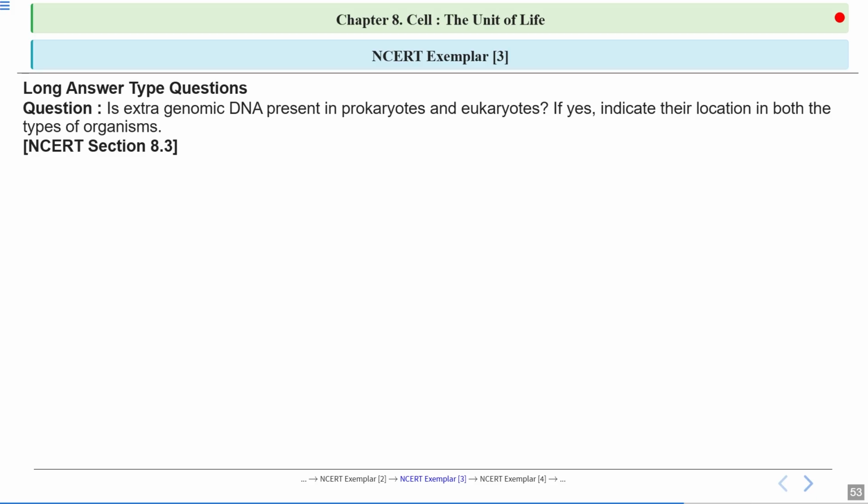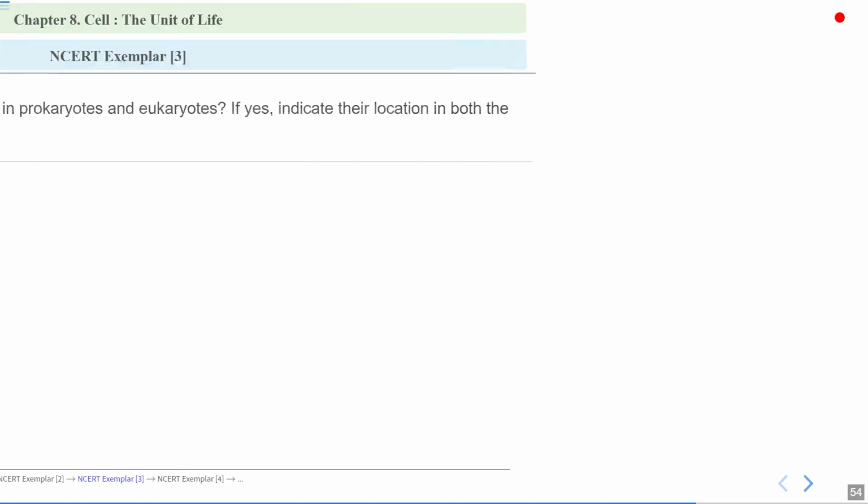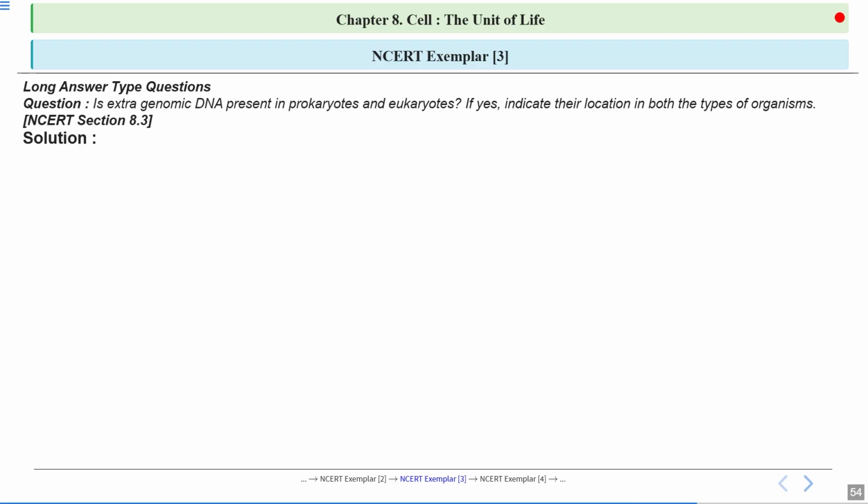So, apart from this genomic DNA, is there any additional DNA as well? Is there any extra nuclear DNA also present in both prokaryotes and eukaryotes? If yes, you have to indicate the location in both types of organisms. Where is this extra nuclear DNA present? So let's have a look at the answer. Yes, extra genomic DNA is present in both prokaryotes and eukaryotes.